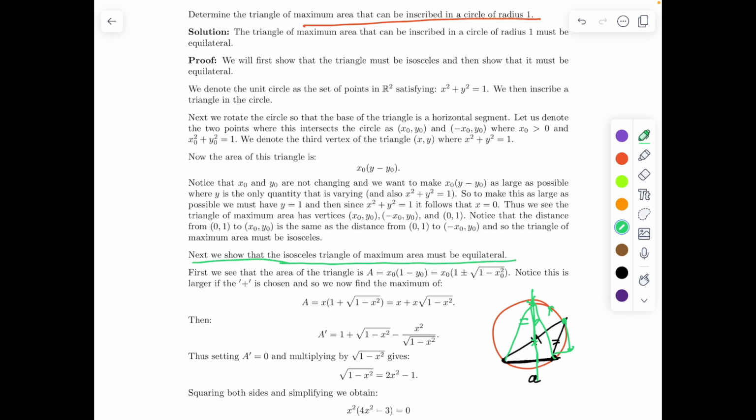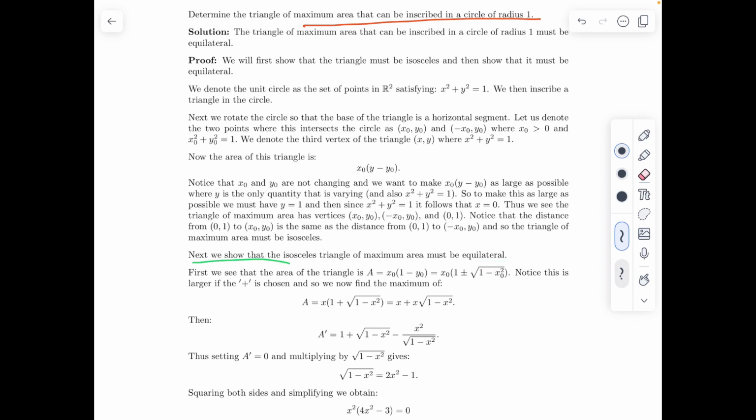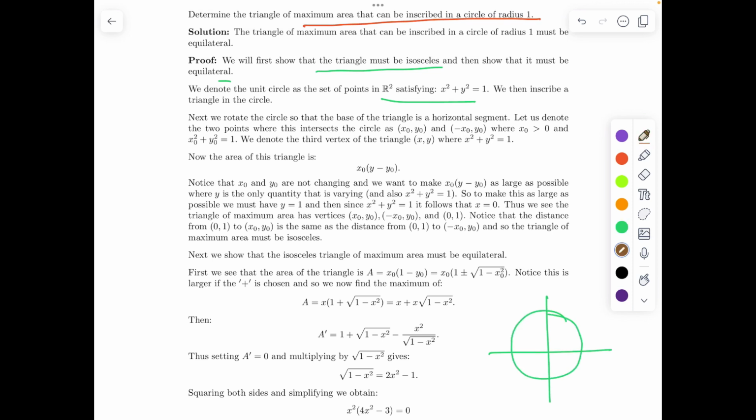Okay. So that's also a valid argument, but here I can give you a stronger way of attacking this problem. Even with calculus, we can show why isosceles should be maximum. So we'll first try to show the triangle must be isosceles, and then we'll show it must be equilateral. So we denote a unit circle in R2 with x square plus y square equals 1. So this is our unit circle over here, right?